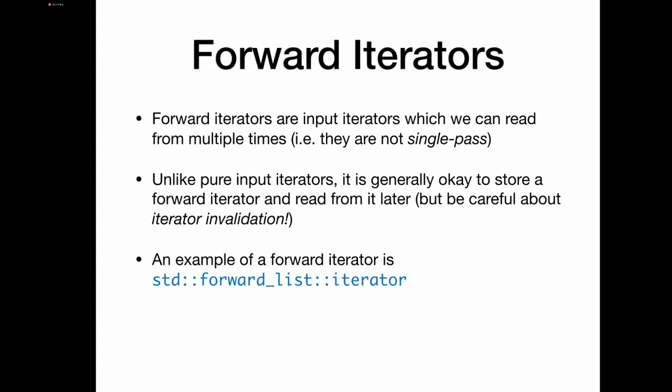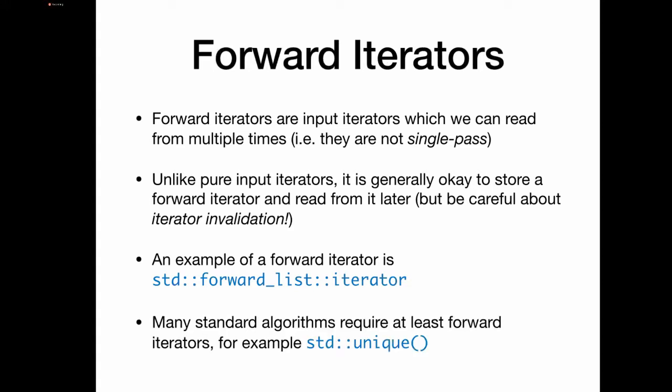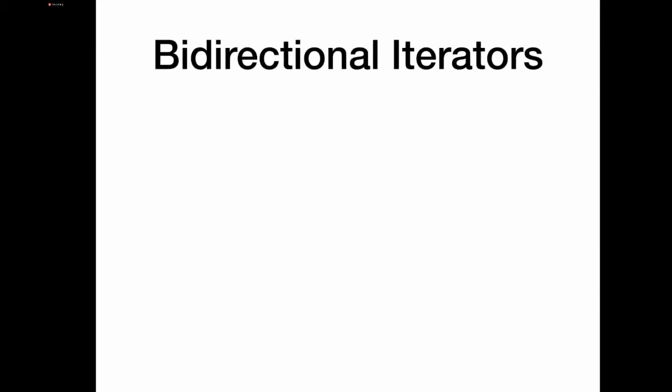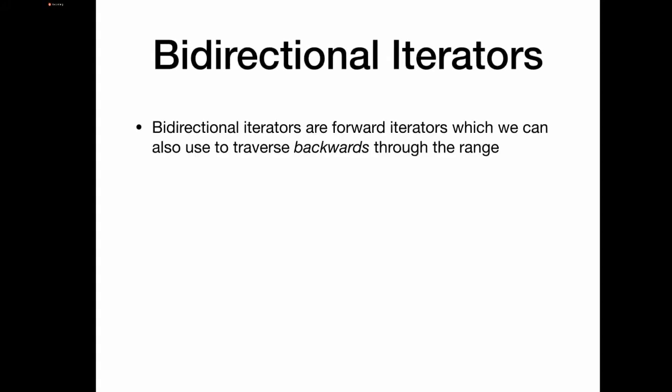So a good example is this class forward list. The standard forward list is a singly linked list, and when you ask what its iterator type is, it matches the forward iterator requirements. And there are a whole bunch of standard algorithms that require forward iterators. Again, I just pick one at random. I guess most of the algorithms either require input or forward, and there are only a few that require the last two iterator types.